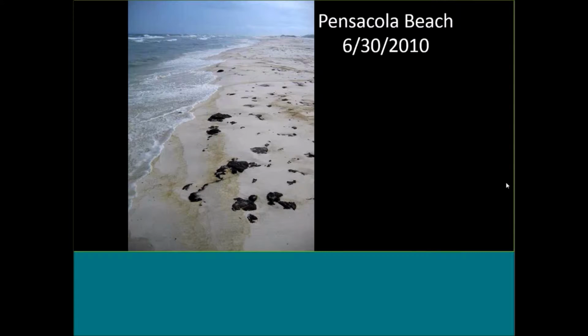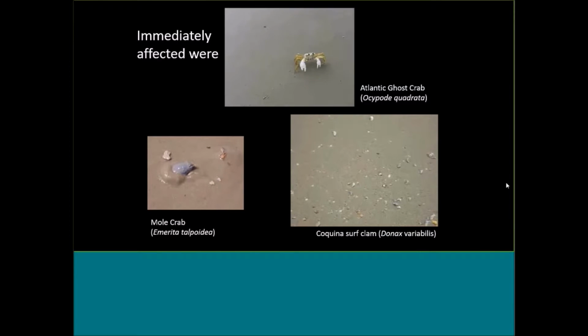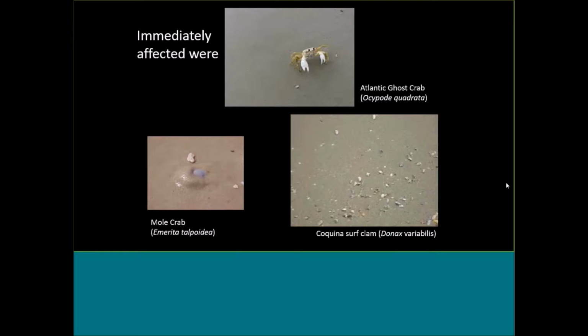And so that's how the beach looked when I went there, and there were these enormous tar chunks, or oil chunks, and they were sitting in the wash zone where these guys live. And so the first critters that were directly affected by the oil that was thrown onto the beach and then also washed off the beach again were these ghost crabs, the mole crab, and the surf crab.